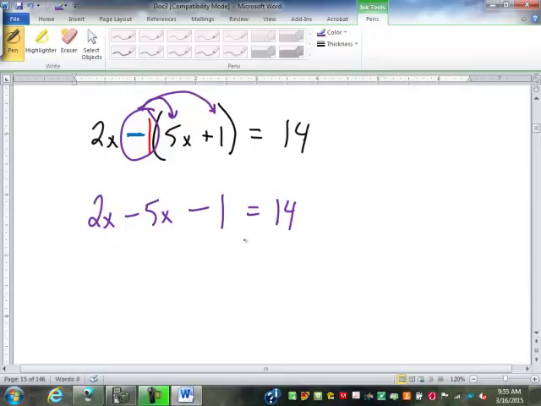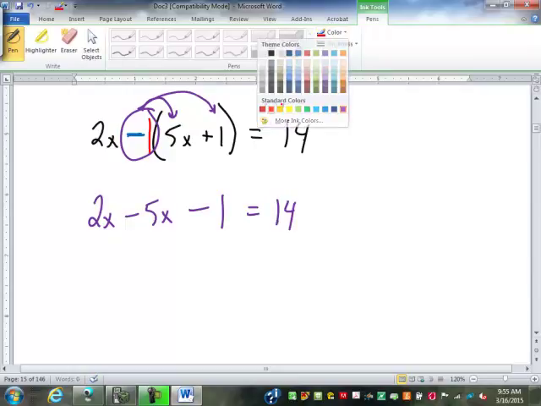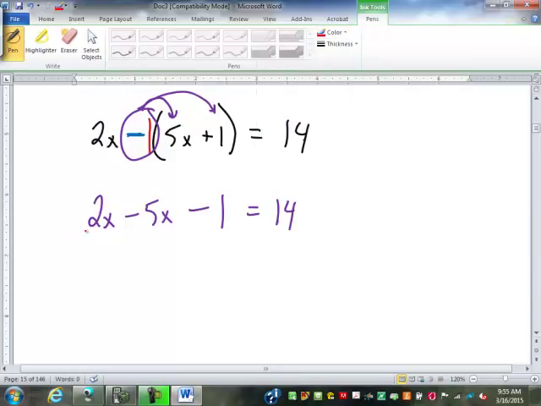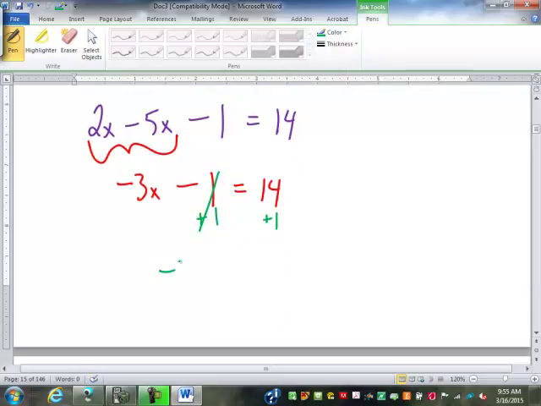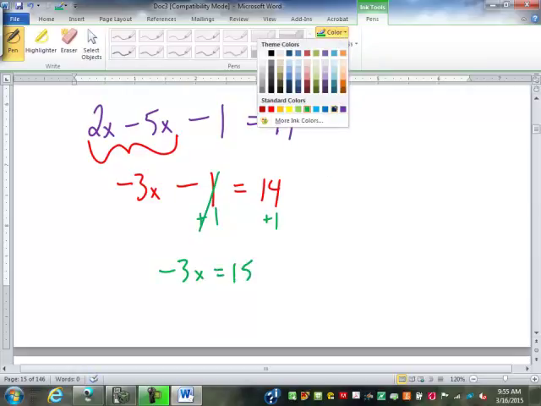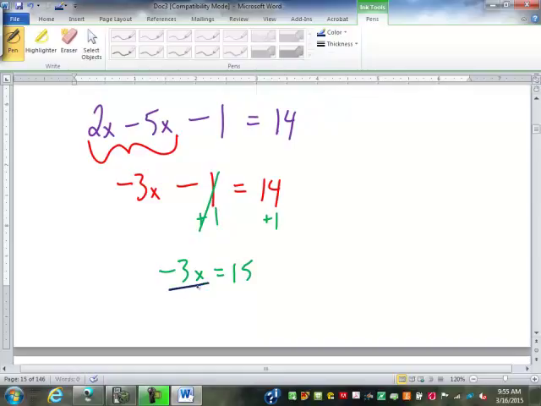Now what do we do? Well, we're going to combine 2x and negative 5x to make negative 3x, and then add 1 because it's a negative 1. So negative 3x equals 15. And then divide by negative 3. So x is negative 5. You are correct.